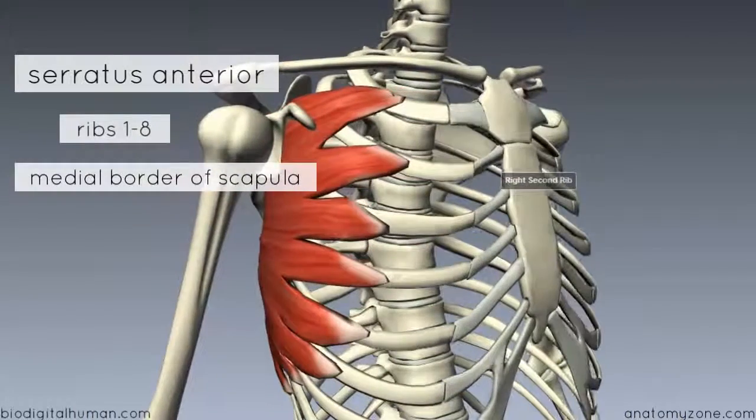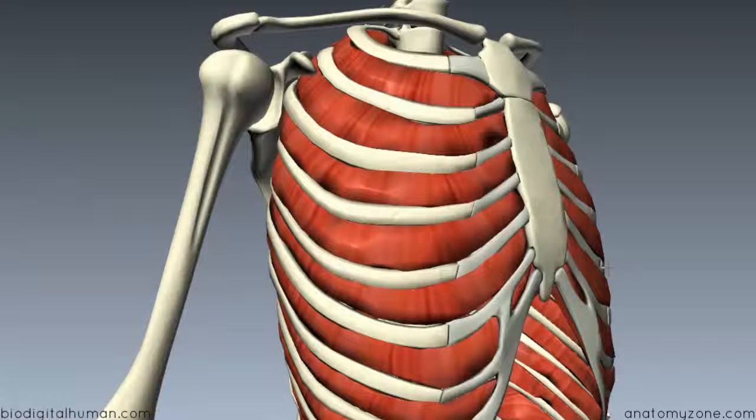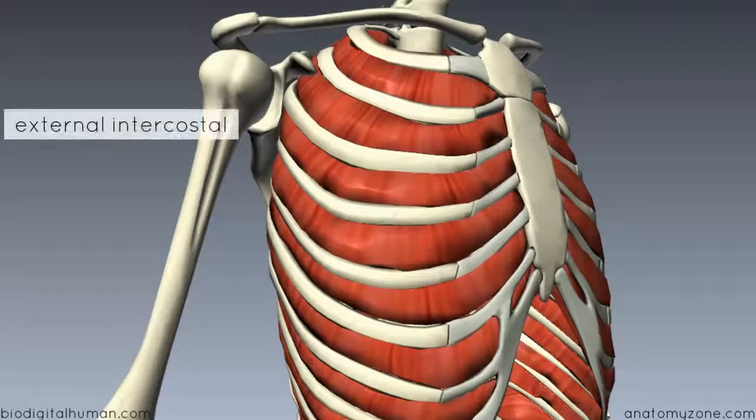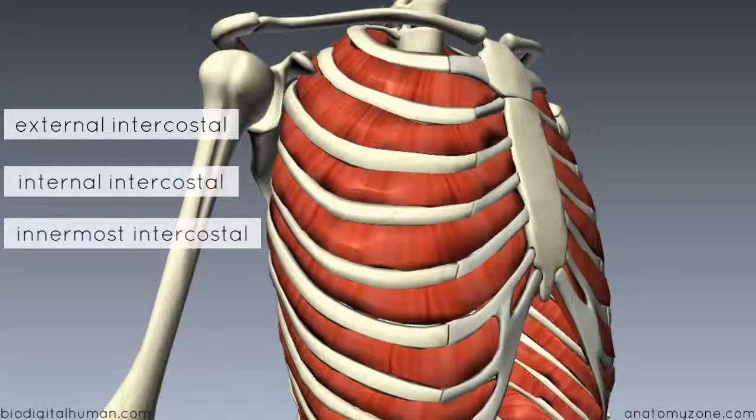This muscle is innervated by the long thoracic nerve, and its function is to protract and to stabilize the scapula. So it works to pull the scapula forward around the thorax, and it also keeps the scapula pressed against the thorax. Now we're going to take a look at some of the muscles that lie in the intercostal spaces. You've got three layers of muscles that lie in this intercostal space. The intercostal spaces are the spaces between the ribs, and the three muscles that you have are the external intercostal, the internal intercostal, and then the innermost intercostal muscle. So that's from superficial to deep.